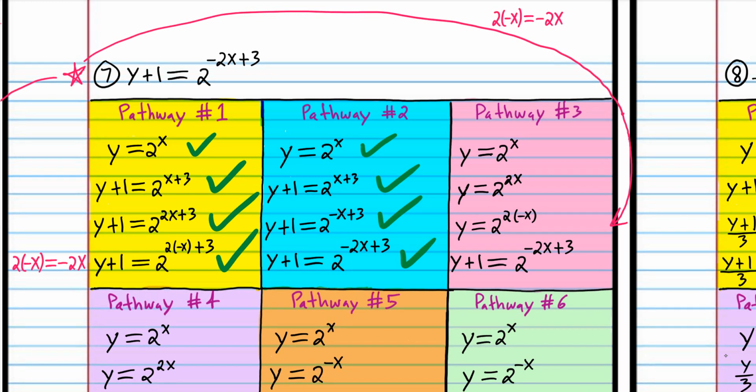Then we're going to, in pathway number 3, as usual, we're going to start with the parent equation. And we're going to replace x with 2x. That tells us to divide all the x values in the graph of the previous equation by 2. Then we're going to replace x with negative x. That tells us to reflect across the y-axis.